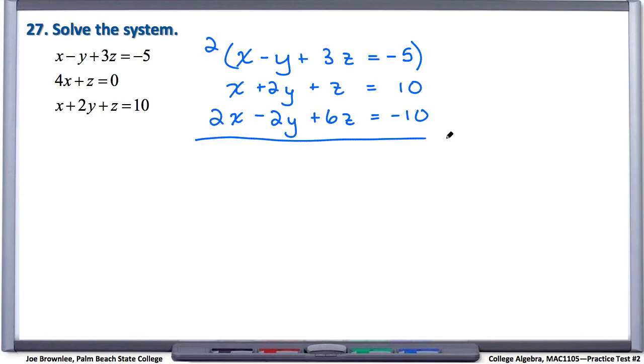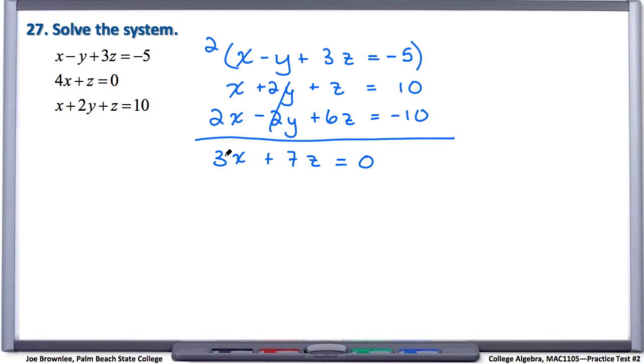We're going to add vertically. So x plus 2x is 3x. The y's cancel. 2y minus 2y goes away. 1z plus 6z gives us 7z. And then positive 10 minus 10 equals 0. All right, so now that we have an equation that has an x and a z, we're going to use this second equation here that also has an x and a z and perform elimination again.